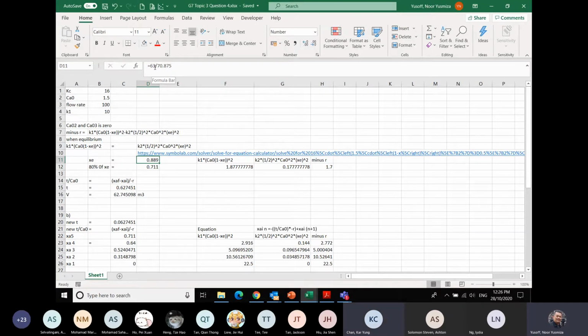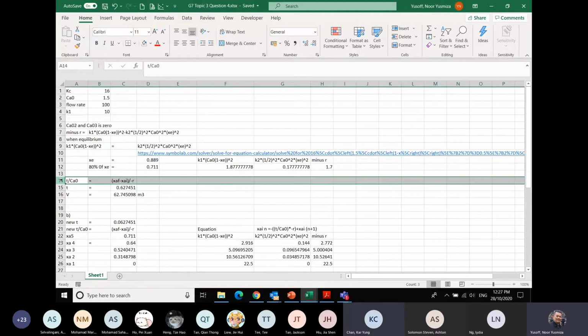Since the reaction is using 80% of the equilibrium conversion, we get 80% of it. Then we can find out the tau from the formula. How do you find the tau? The formula is at row 14. Oh, okay, this is the design equation. We just substitute the information, then we can find out the tau, and then we can find out the volume.